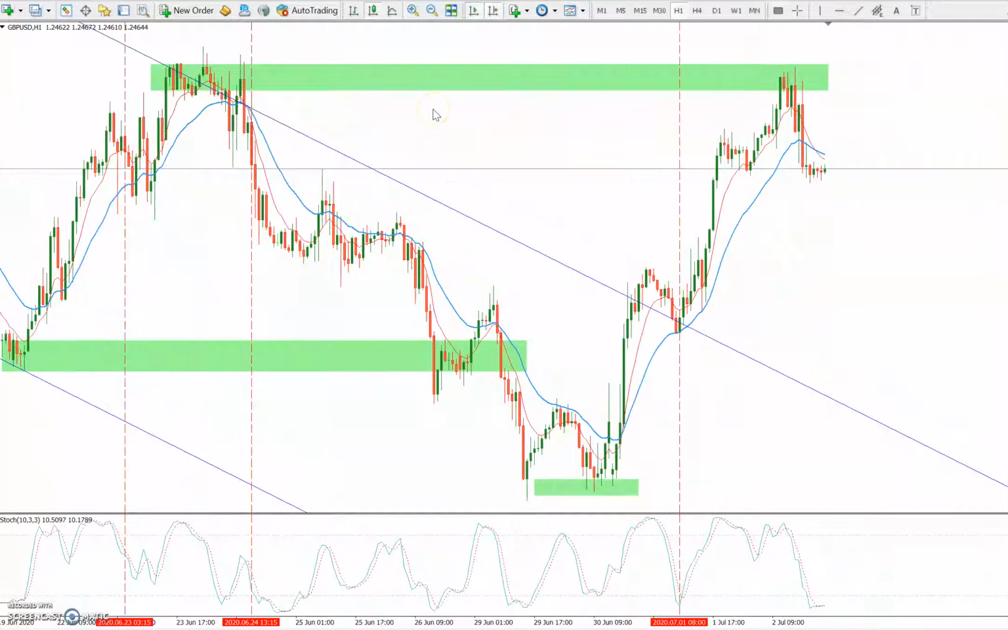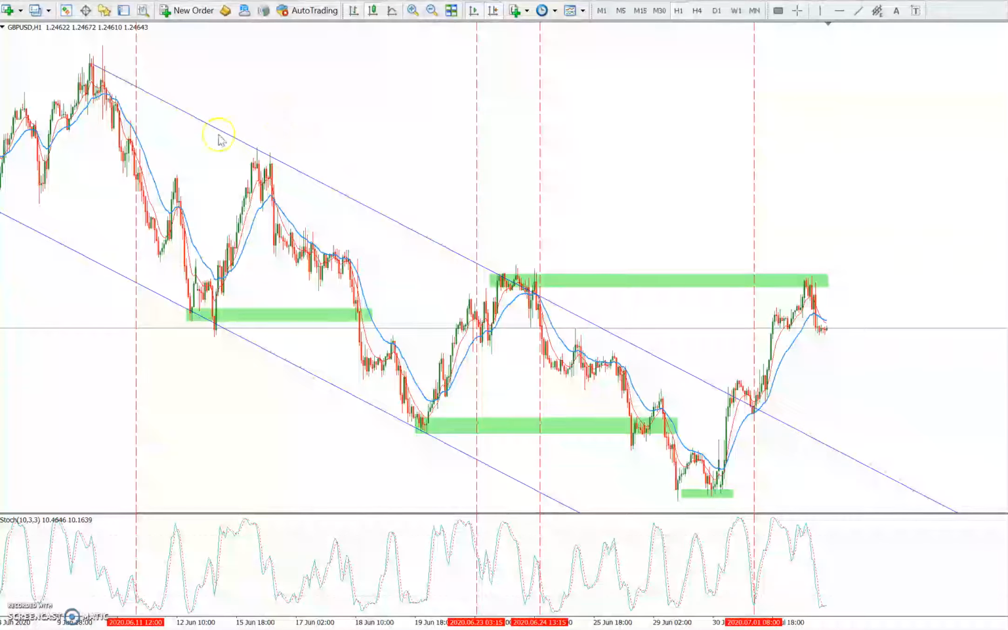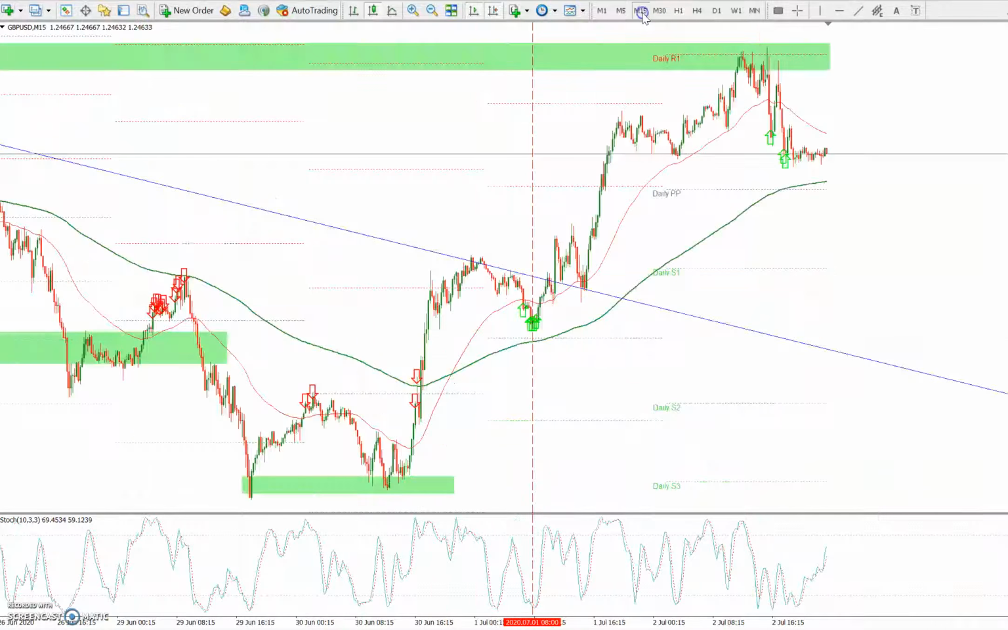This will just give me a better idea of the support and resistance areas. And as you can see here, we've also got a nice descending channel, which I've marked here. After looking at all this, I will then drop down to the 15-minute chart. This is where we're going to do our trading.